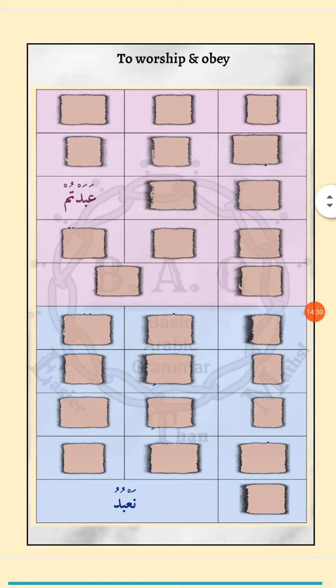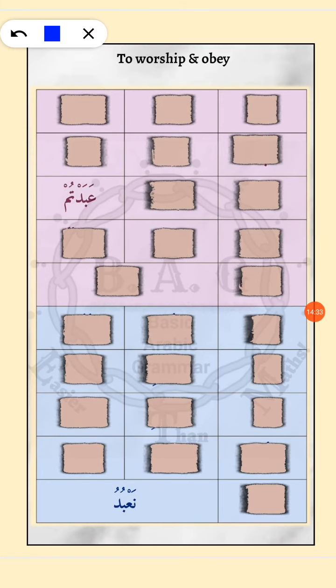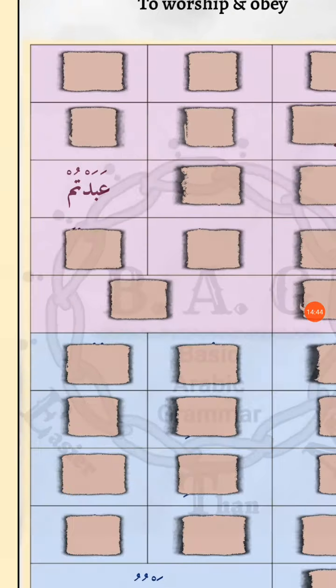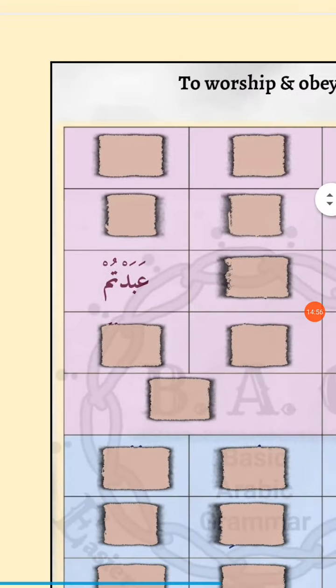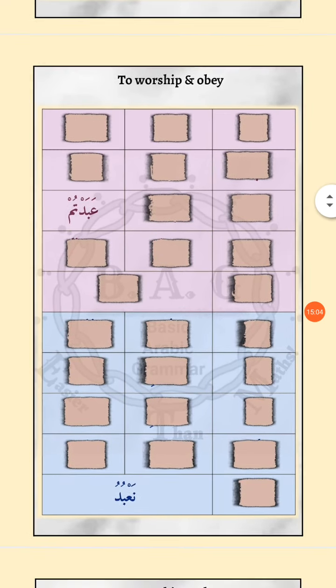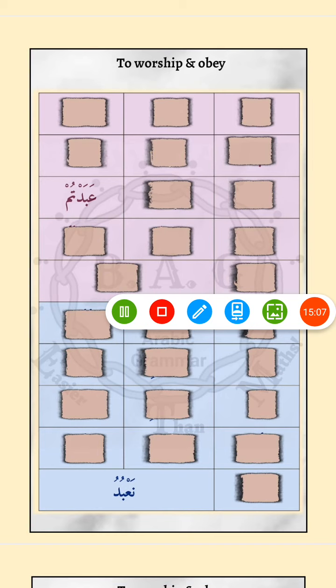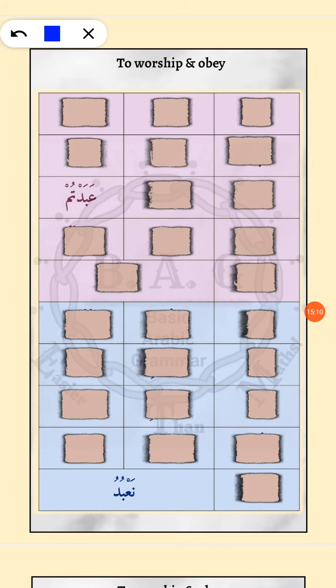Alright, next one is the word abattum. Now I hope that you're not going to say abadtum, but you're going to say abattum. It's going to have a tashdid over here. Let me make it for you. The two sounds are going to be fused, and the dominant sound would be of the ta. So abattum. Pause the screen, finish this entire table, and then get back to the answers.